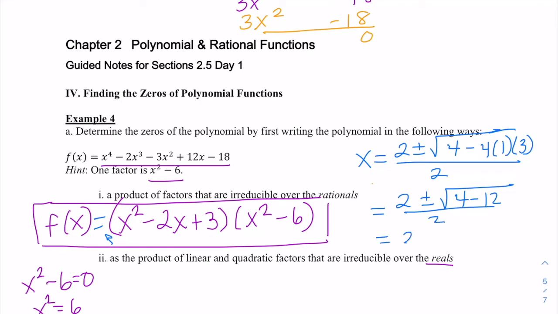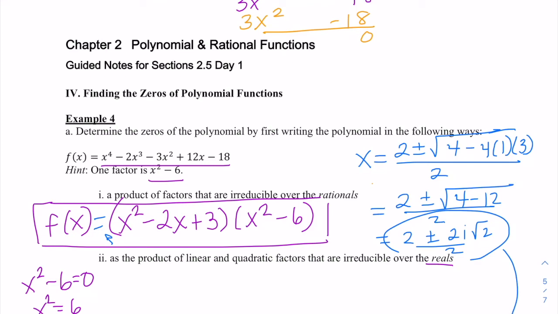Running out of room, but that's okay. So 2 plus or minus, that's going to be the square root of negative 8, 2i root 2, divided by 2. You can see that the 2s cancel out. So we're going to use this when we get over to the factored form.